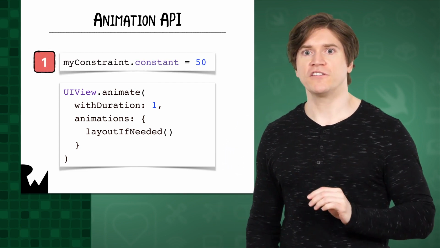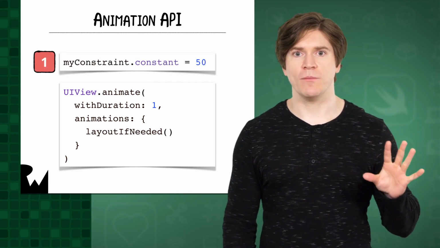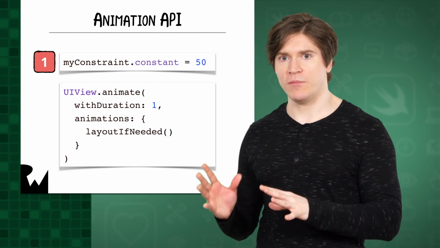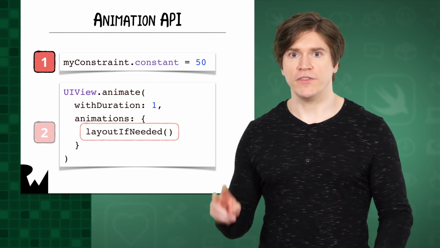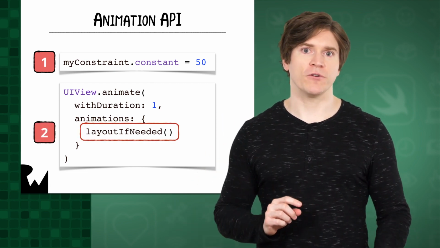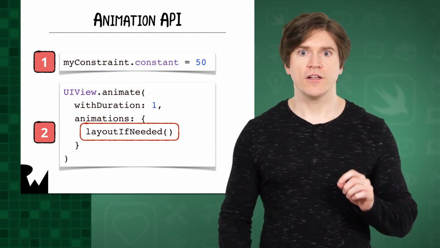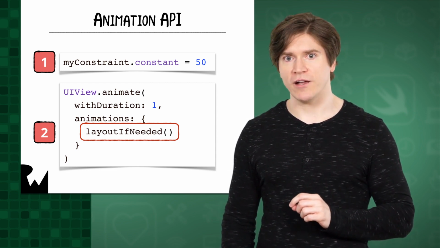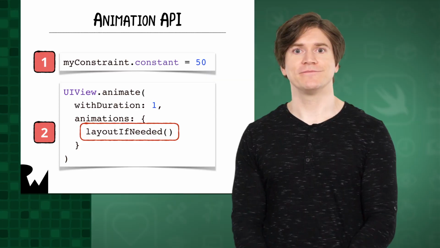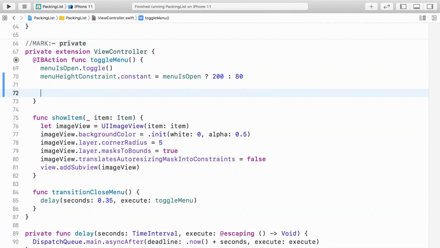There are 2 basic steps when using this method to animate constraints. 1, set the constraint's constant to the value you want to animate to outside of the animation. We've already done that. And then 2, call layoutIfNeeded from within the animation's closure. This will force the update of any layout changes to be animated. Let's give that a try in toggleMenu now.